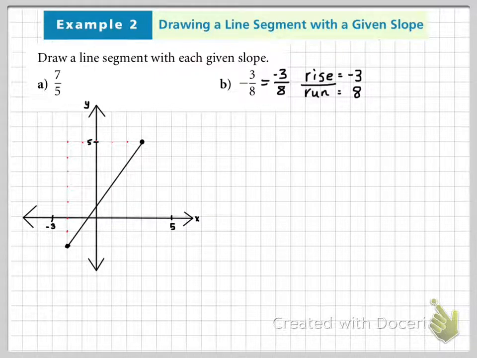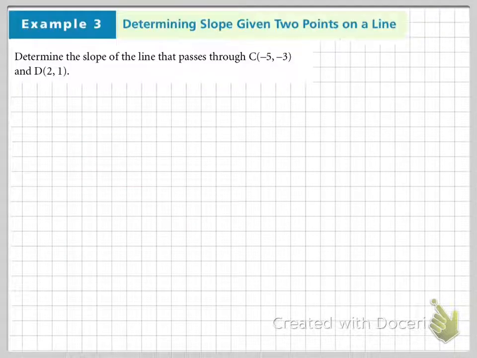In our second one, negative 3/8 is like negative 3 over 8, which gives me a rise of negative 3, which means it's going to go down 3, and a run of positive 8. So if I picked another point on here, say I picked the point x is 1, y is 4, now I can count down 3 units, and I can go over 8 units, draw another point, and draw in my line. The first line sloping up was A, the second line sloping down was B.